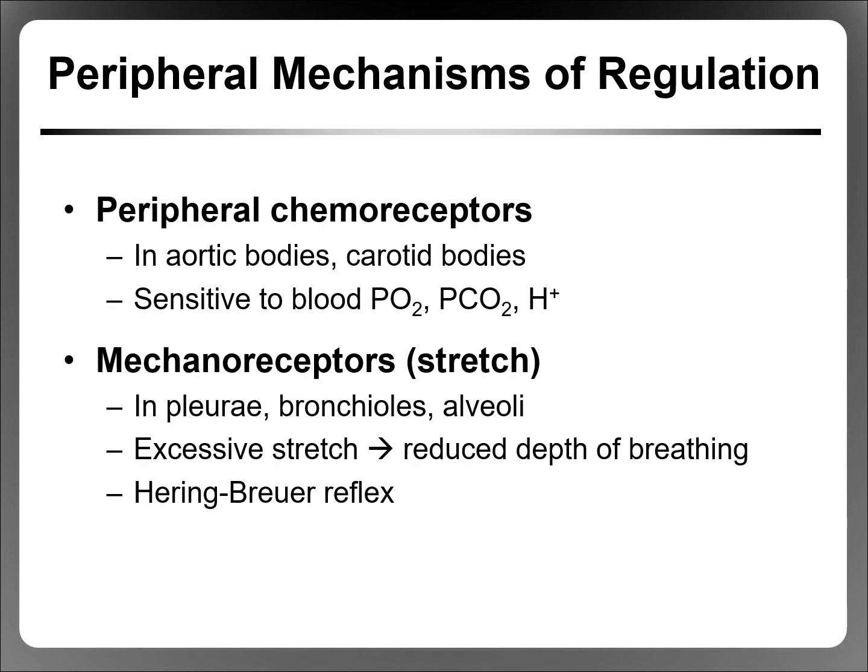We also have peripheral mechanisms of regulation, so out in the body, that will tell our brain what to do. We have our peripheral chemoreceptors, particularly in our aortic bodies and our carotid bodies. These are going to be very sensitive to blood PO2, PCO2, and hydrogen ion presence. We also have our mechanoreceptors, which are going to measure stretch in the pleura, bronchioles, and alveoli. When we have excessive stretch, we're actually going to reduce the depth of our breathing. This is referred to as the Hering-Breuer reflex.